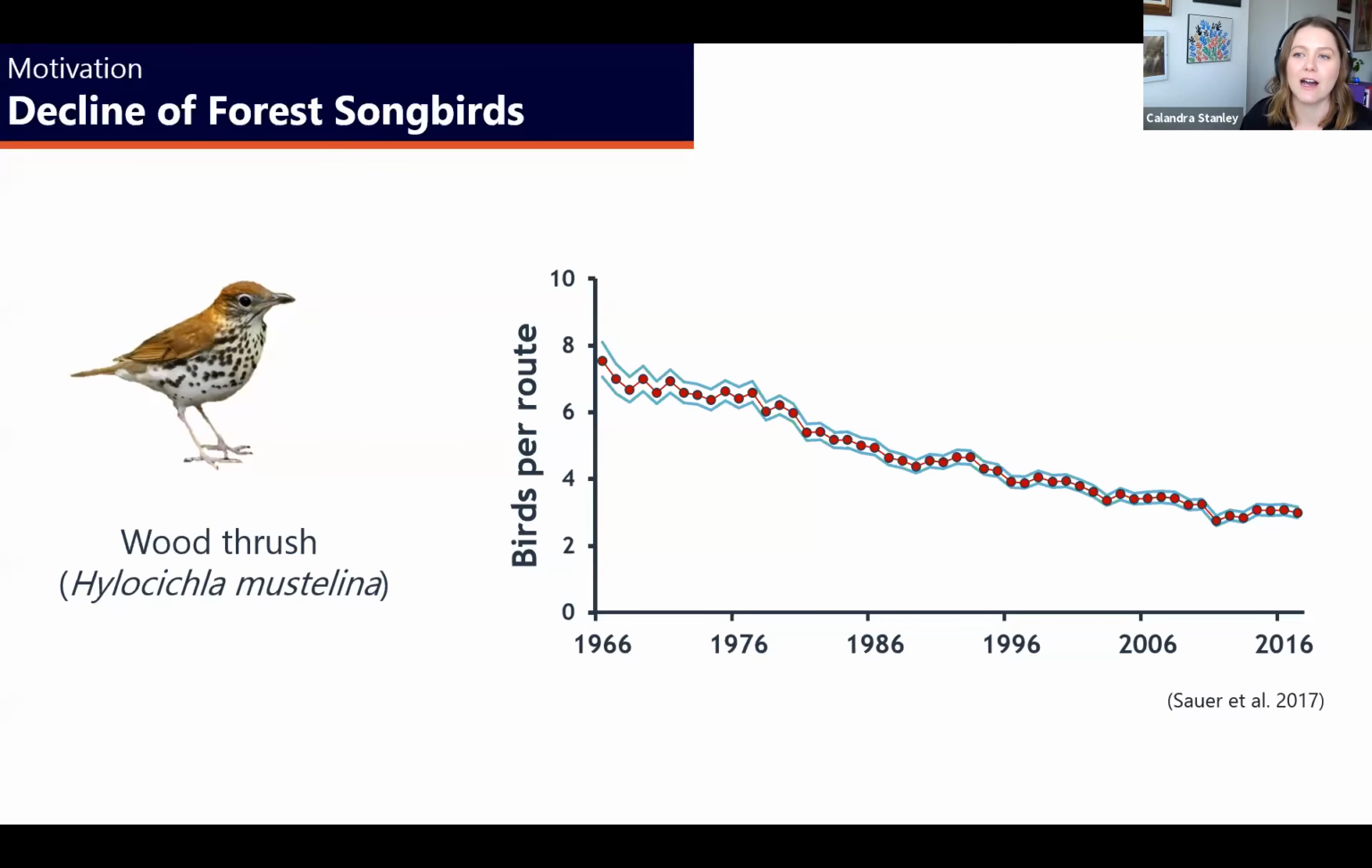And so the wood thrush has been a poster child for the declines of forest songbirds. I believe they're currently listed as a 3X species in the Road to Recovery list, but that may have changed. But overall, over the last 50 years, their global population has declined by 60%, according to Breeding Bird Survey data.